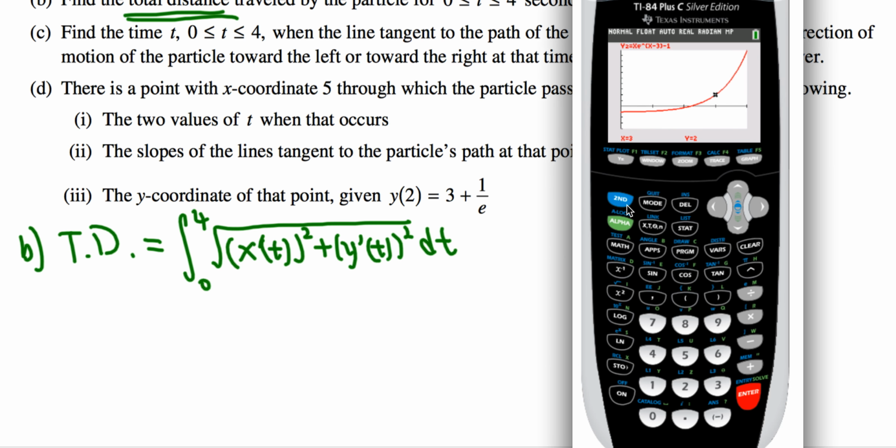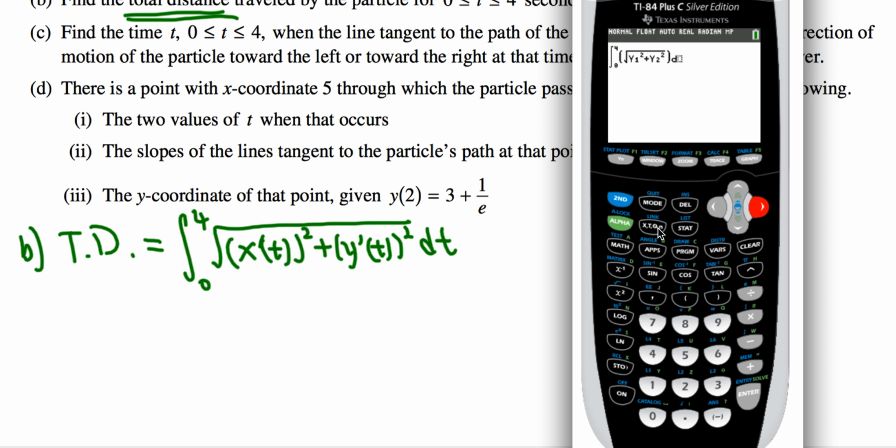what I can do is this. I'm going to integrate this one, which is number 9, and the boundaries are 0 and 4. The square root of x prime of t squared is y sub 1, so I can go to Vars, Y-Vars, Function, and square, plus, and then same deal: Vars, Y-Vars, Function, second one, and then square.